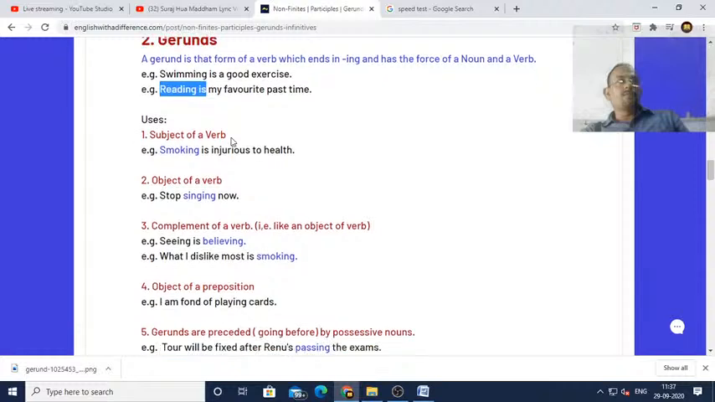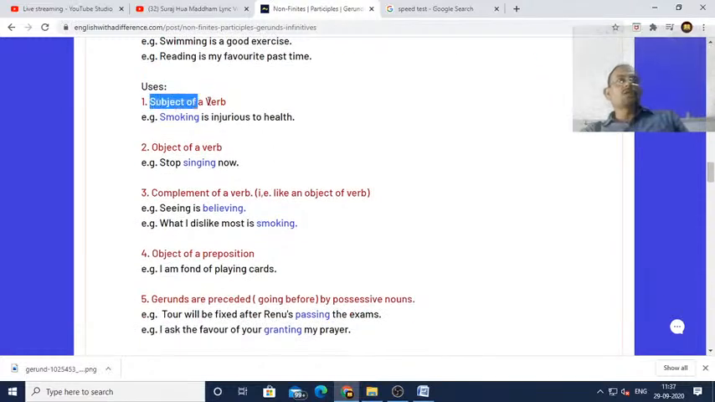Let's find out here. You can see the first use is subject of a verb. So here is the verb, and smoking is used before the verb. Therefore smoking is injurious to health. Smoking is referred to as a gerund. It's not a participle because it is used directly before the verb. So whenever the ing form of the verb is used before the verb, it is called subject of a verb.